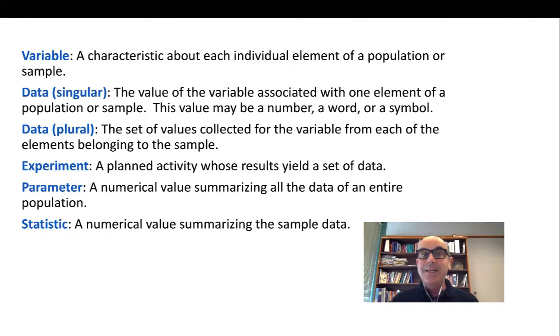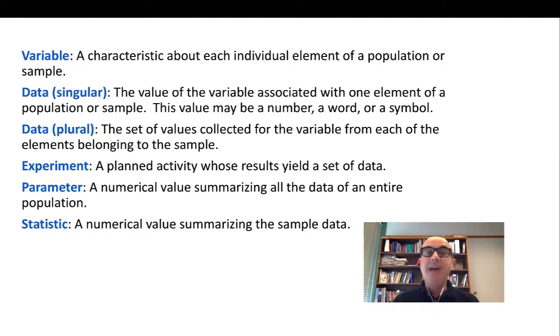A variable in statistics is a characteristic about each individual element of the population or the sample. For example, when they take a sample to see how people voted, they usually are very concerned about the variables. Are they a man or a woman? Do they have a college degree? Do they have a job? Do they drive a car? Do they have a high school diploma, etc.? All those components, sex, education, smoking, not smoking, are variables.